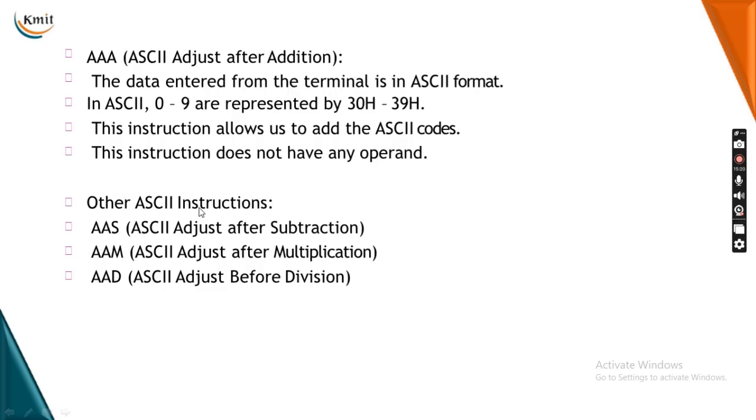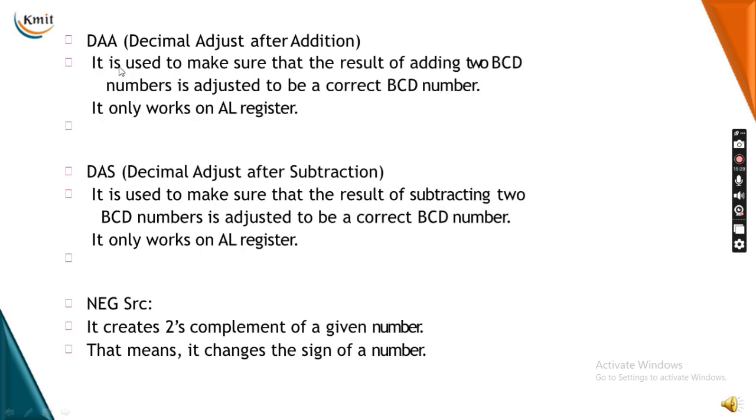Then other ASCII instructions are AAS, which is ASCII adjust after subtraction, and likewise after multiplication and division. Then DAA, decimal adjust after addition. As we saw in the previous ASCII case, here also it will be adjusted to BCD numbers. DAS, decimal adjust after subtraction, will be adjusted to BCD numbers. Now NEG is used for making the 2's complement of a number. Negate creates the 2's complement of a given number, which means it changes the sign of the number.